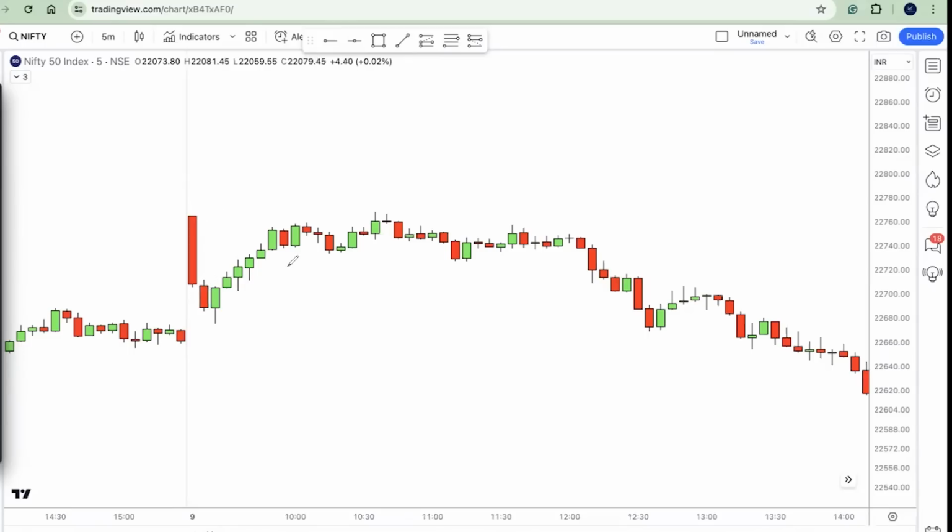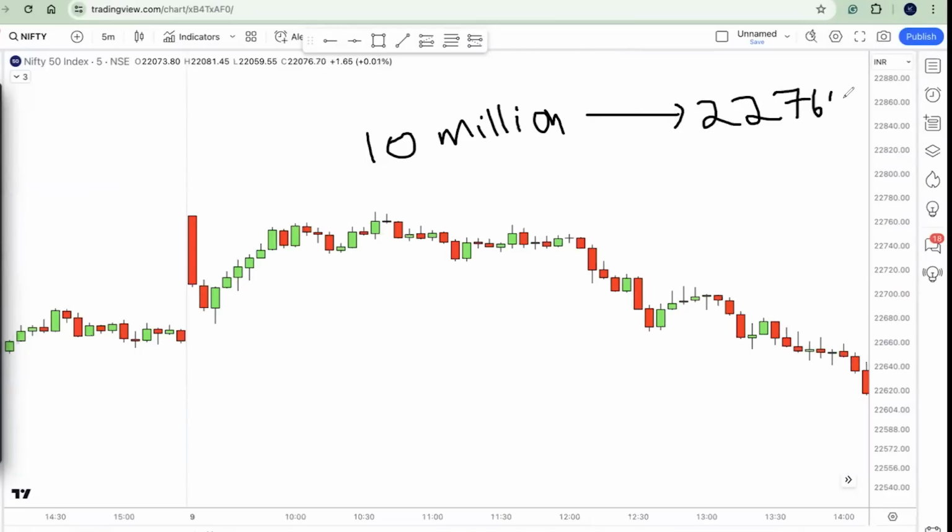Big players have a sell order here around this price. They want to sell 10 million quantity. What is the price at that time? 22,765. Okay, that was the open of the day. So assume that a big player has a 10 million sell order today. He has a plan to sell at around 22,765. He wants to sell a 10 million order.